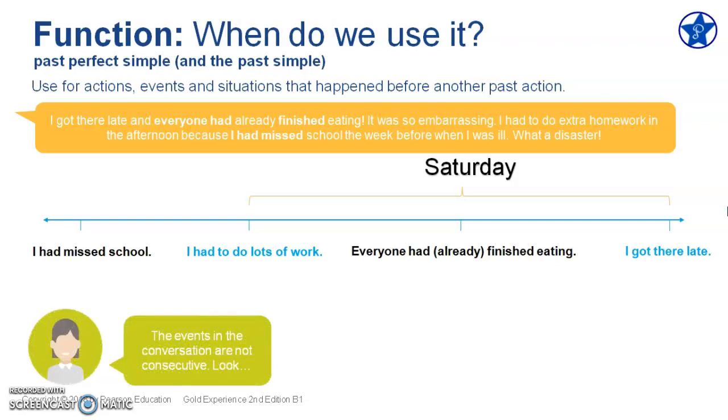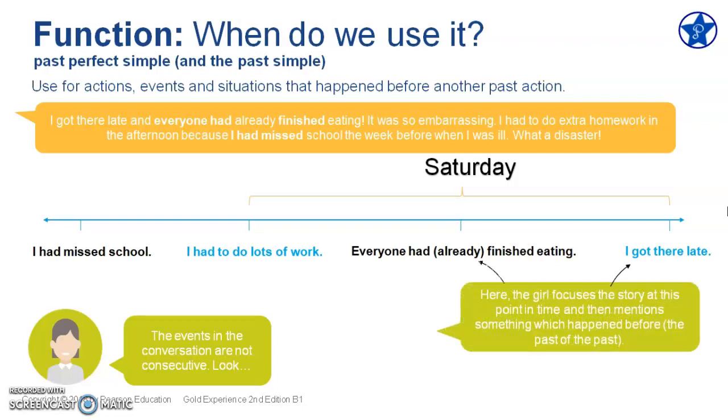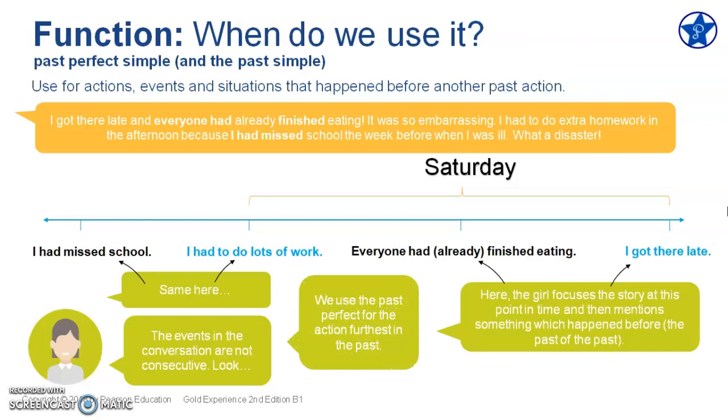The events in the conversation are not consecutive. Look. The order on the timeline is not the same one as the speaker uses. Here, the girl focuses the story at this point in time and then mentions something which happened before. So we've got the past of the past. And the same happens here. We use the past perfect for the action furthest in the past.